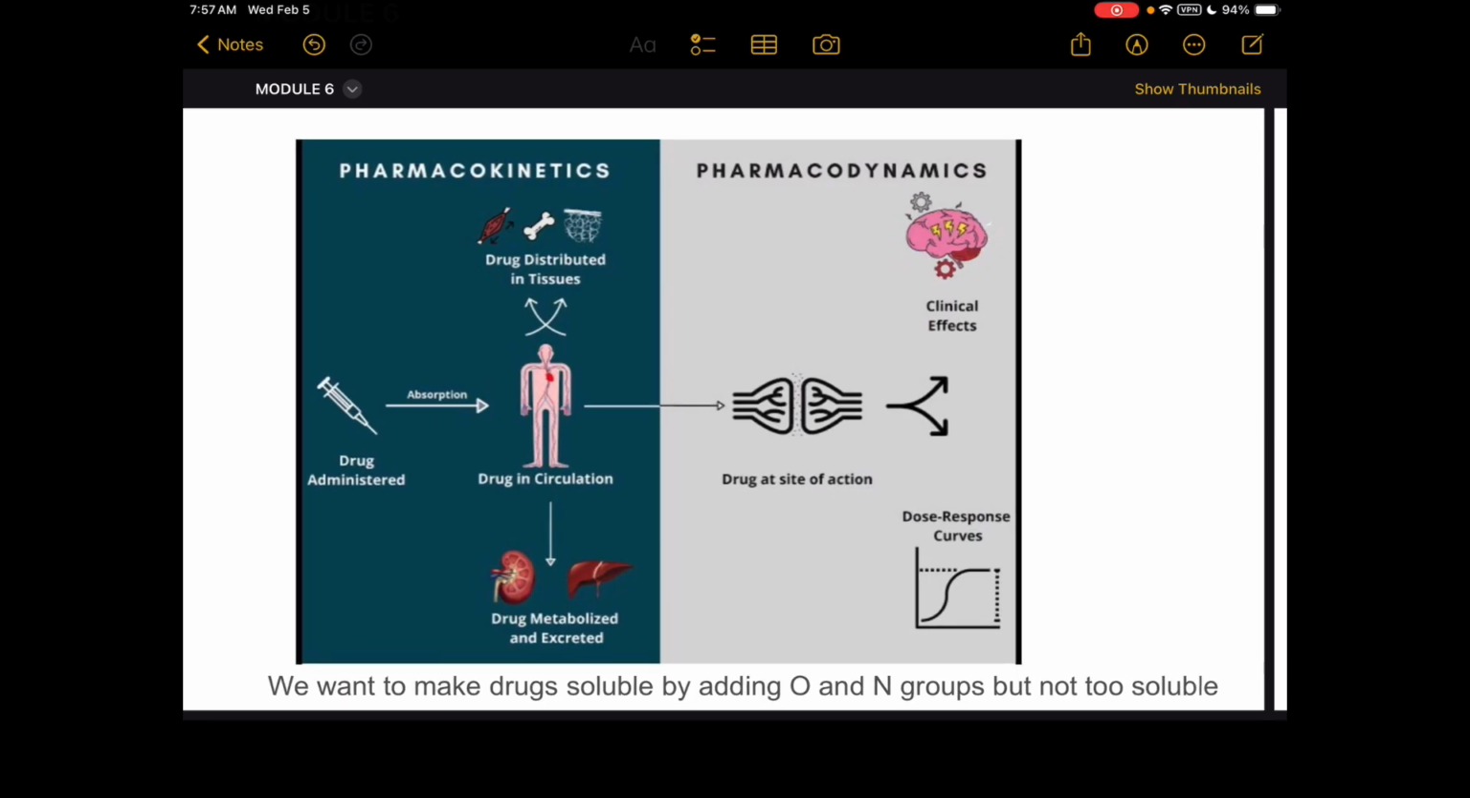So pharmacokinetics, pharmacodynamics: from the minute the drug is administered, how it is absorbed, how it is circulated, how it is distributed and removed from your body, it all depends on what chemical compound there is inside that medicine. We want to make the drug soluble so your body can take it by adding O and N groups, but you don't want to make it so soluble that it is just removed without being absorbed into the body.